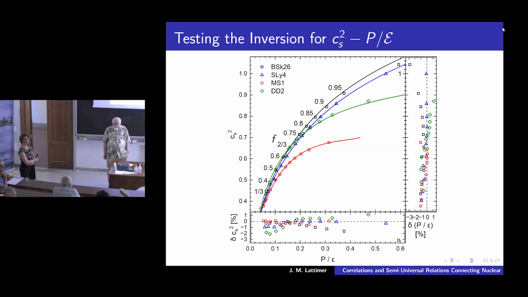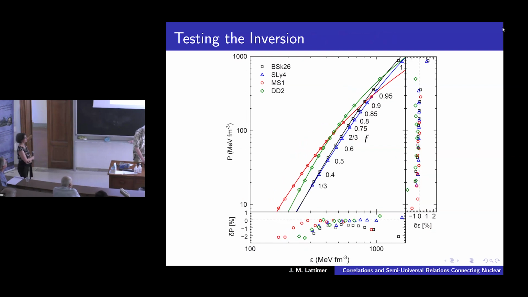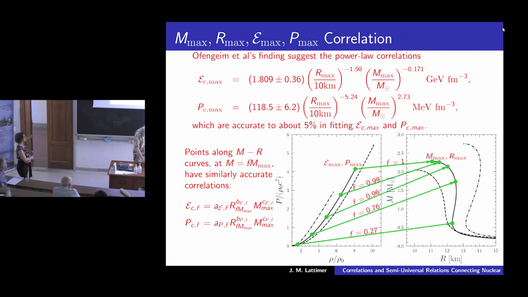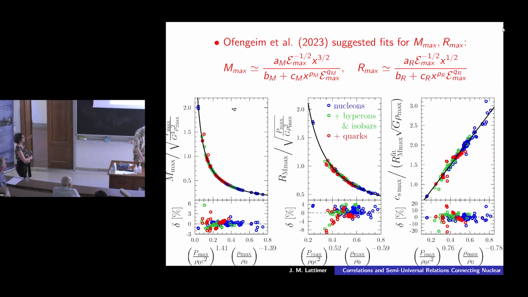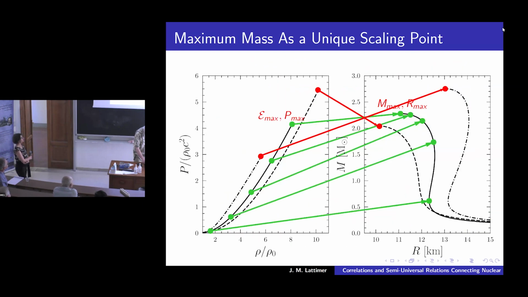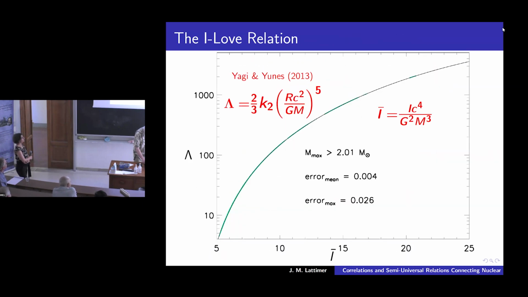Can you show me the plot where you showed the variations of the tidal deformability? This one? Yeah. So you mentioned this error. I'm not understanding, what does this error mean? The error of lambda?